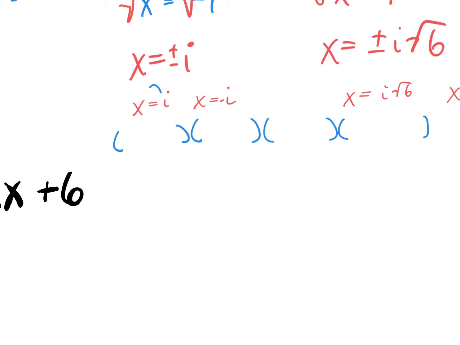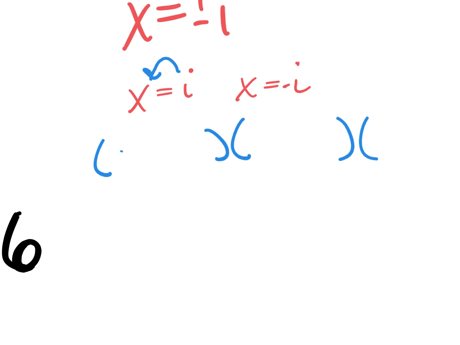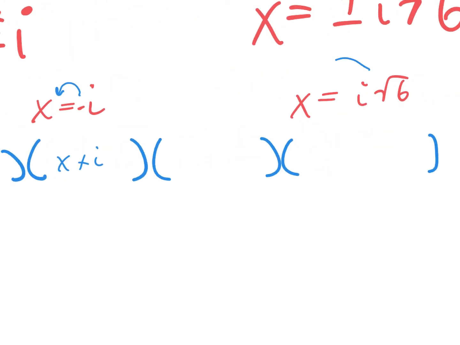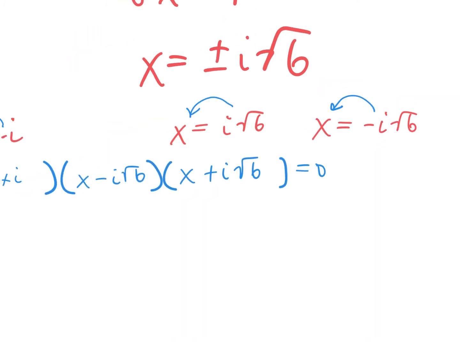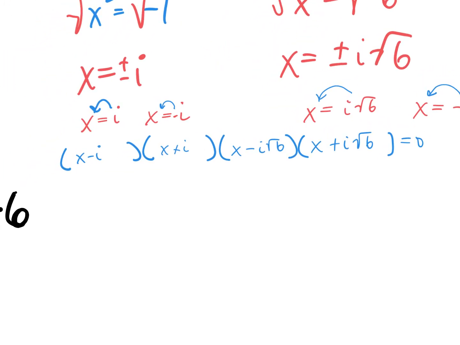If I move this i over here, what does it become? x minus i. If I move this i over here, what does it become? x plus i. If I move this i root 6 over here, what does it become? x minus i root 6. And if I move this i root 6 here, what does it become? x plus i root 6. Do you guys see that? It's one extra step. This is factored completely.